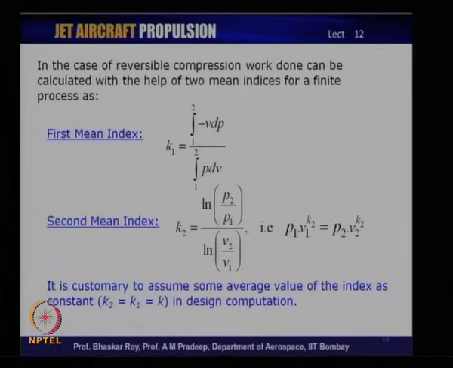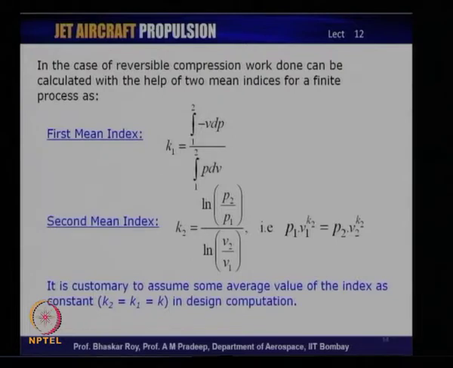In our analysis of jet engines, without getting into very minute thermodynamic analysis, it is often customary to assume that the average value of the index as shown above, the two of them are equal to each other, and hence K2 is equal to K1 is equal to K in all design computations of a typical jet engine. So, the two mean indices, their definitions are slightly different from each other, can be considered to be one and the same. So, if we can get a value of the index through one of the mechanisms, we can use it in the other relation, that is P v to the power k, and carry on our thermodynamic analysis of the compression process.